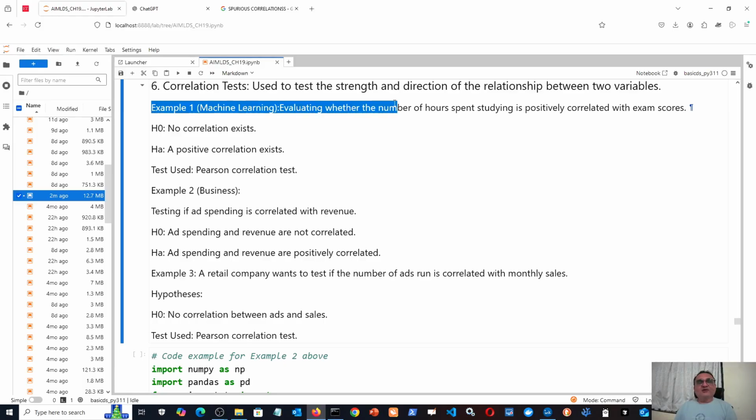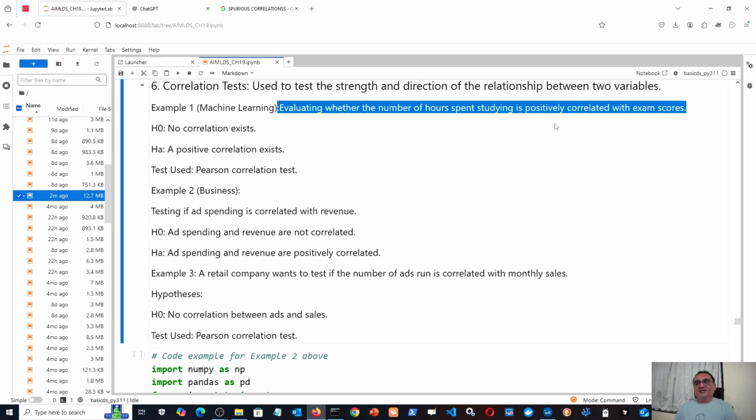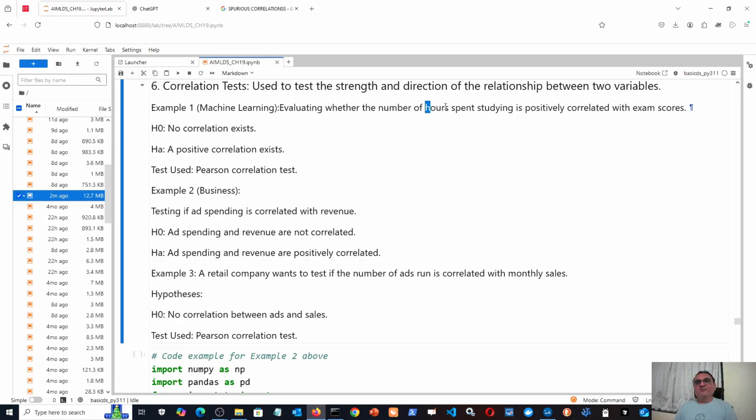So first, what are some practical examples? In machine learning, if we want to evaluate whether the number of hours spent on studying is positively correlated with exam scores or not. Positively correlated means as you spend more hours studying, your exam score keeps on increasing. Now again, the null hypothesis will say that the number of hours spent studying has no correlation with exam score, so no correlation exists. But the alternative hypothesis says that there is a positive correlation. That means as you spend more hours, your score will also improve.